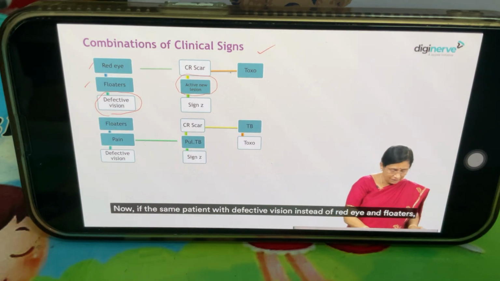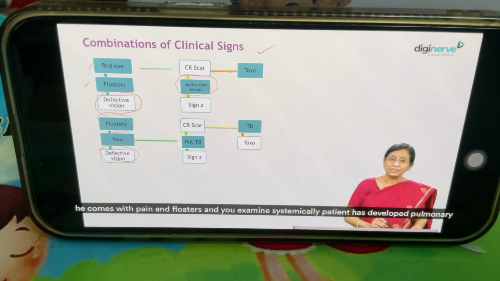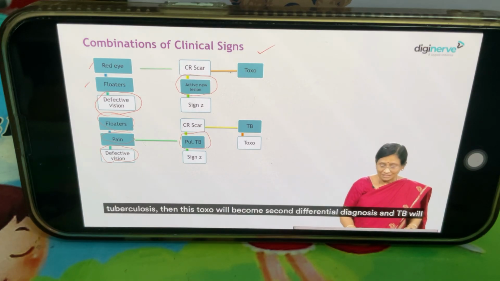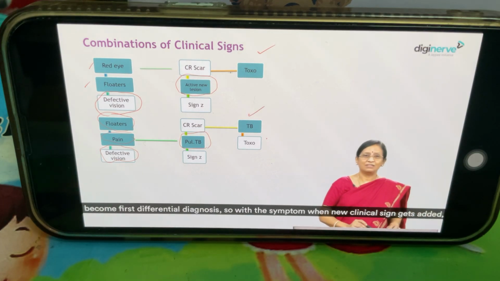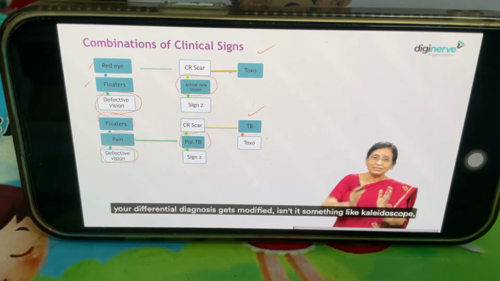Now, if it's the same patient with defective vision, instead of red eye and floaters, he comes with pain and floaters. And you examine, systemically the patient has developed pulmonary tuberculosis. Then toxo will become the second differential diagnosis and TB will become the first differential diagnosis. So, with the symptom, when a new clinical sign gets added, your differential diagnosis gets modified.